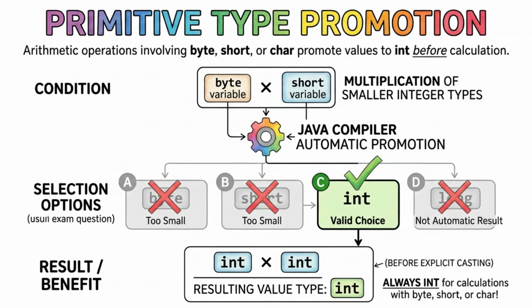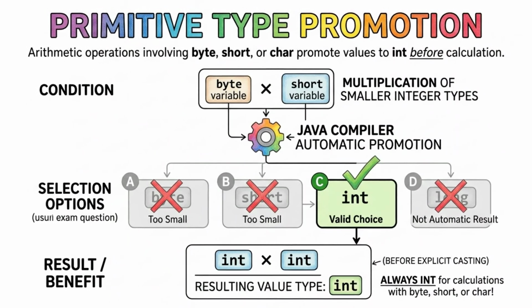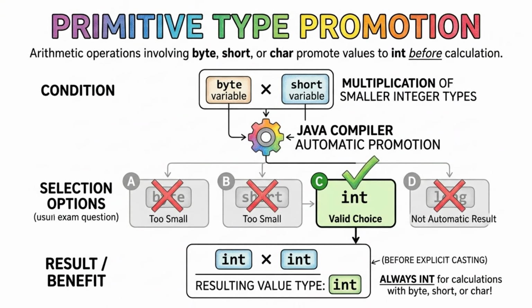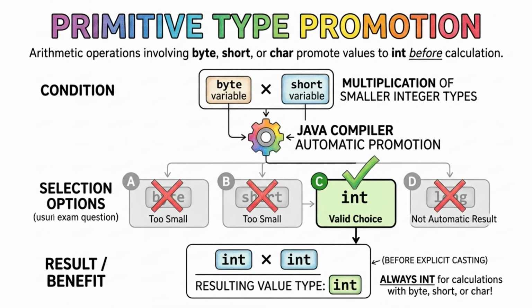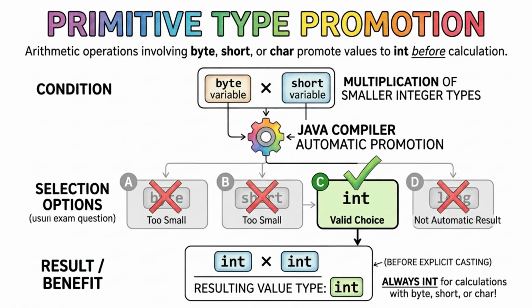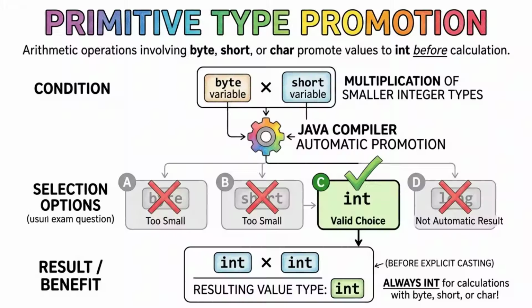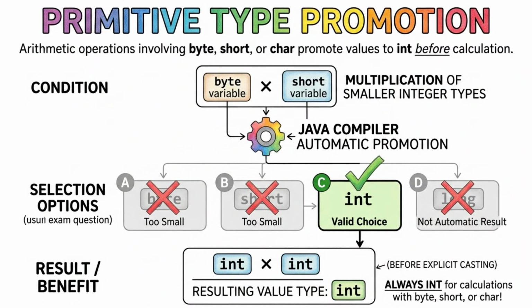Here is a very common trap on the certification exam: primitive type promotion. If you are calculating screen coordinates and you multiply a byte variable by a short variable, what happens? In Java, whenever you perform arithmetic on smaller integer types like byte, short, or char, the compiler automatically promotes those values to an int before doing the math. Always remember that the result of these operations is an int, unless you explicitly cast it back down.